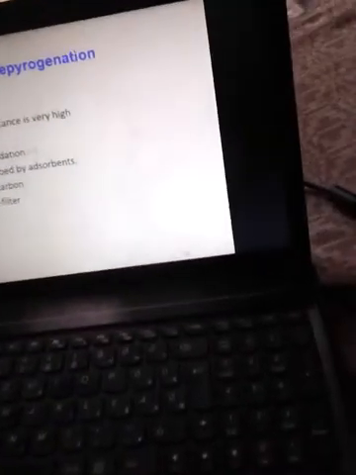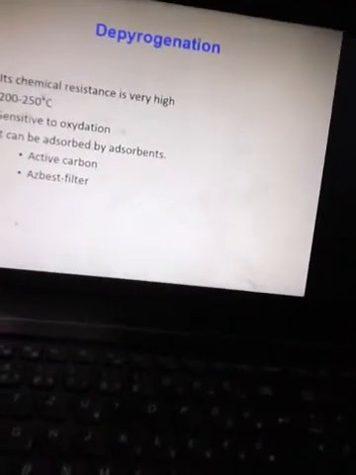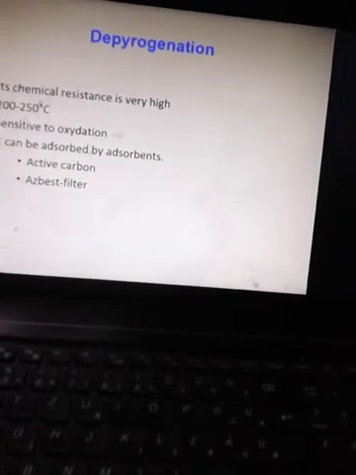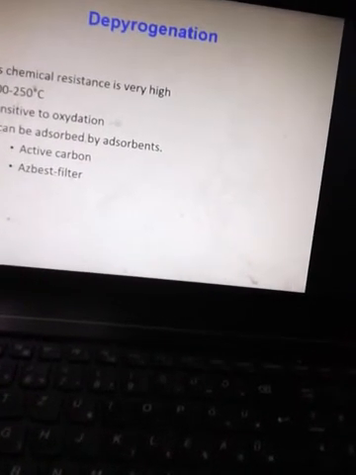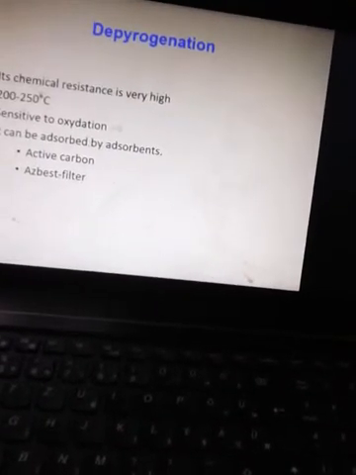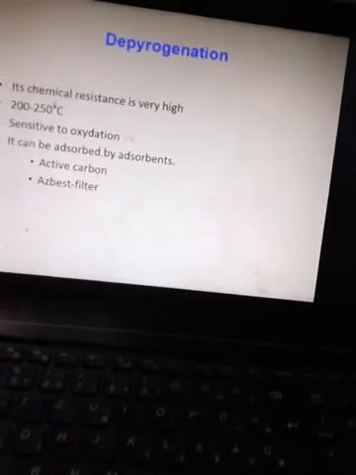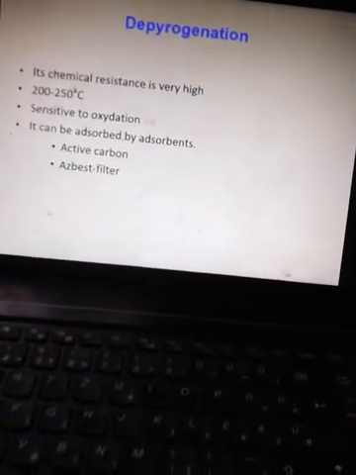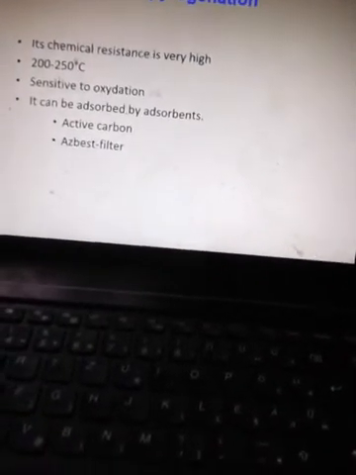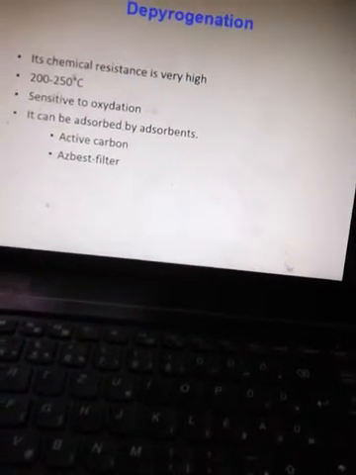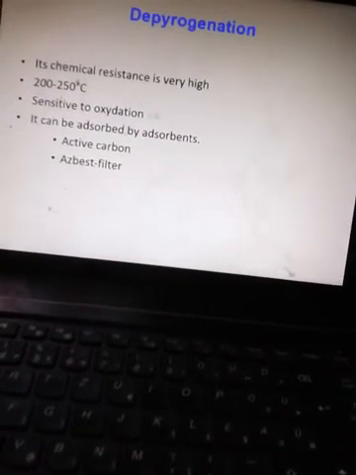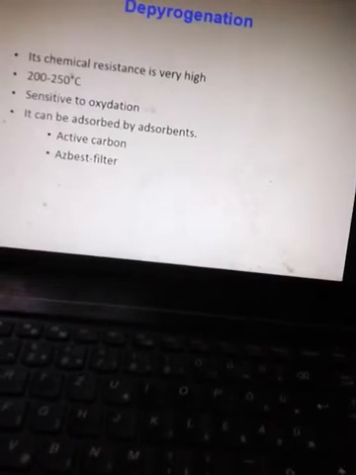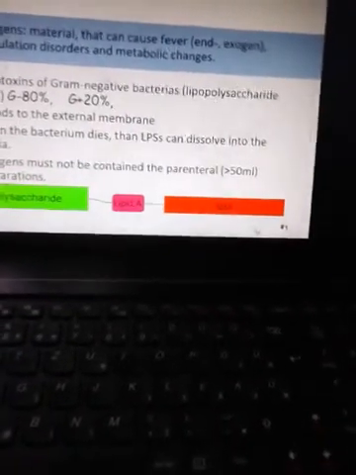Depyrogenation, its chemical resistance is very high, 200 to 250 degrees Celsius، 200 درجه بود، 220 درجه. Sensitive to oxidation, it can be adsorbed by adsorbent, for example adsorbed by active carbon or by asbestos filter. پایروژن ها مواد تبزا که تیکه های مرده باکتریا هستن. آزبست مگه سرطانزا نیست؟ اگه اینهیل بشه. Asbestos filter and active carbon.